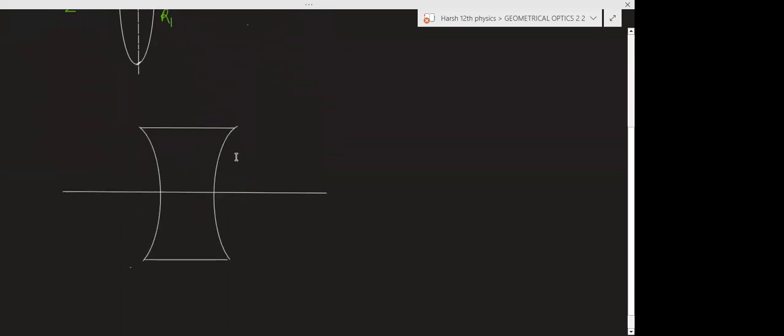Now for the concave lens, for this spherical surface, suppose the center of curvature C1 is there. This is for the first surface, and this is for the second surface.